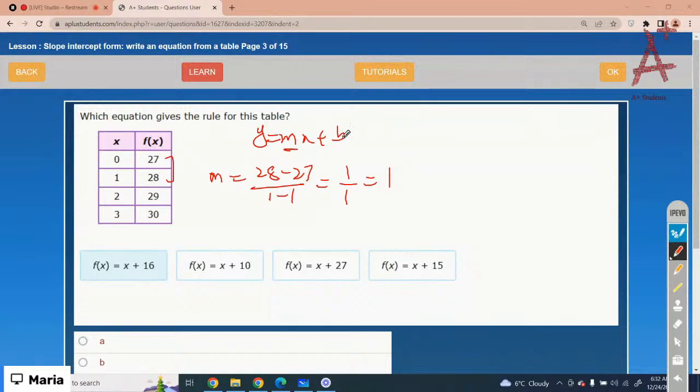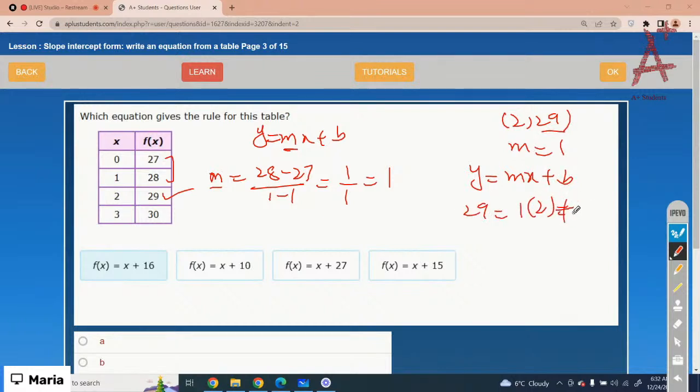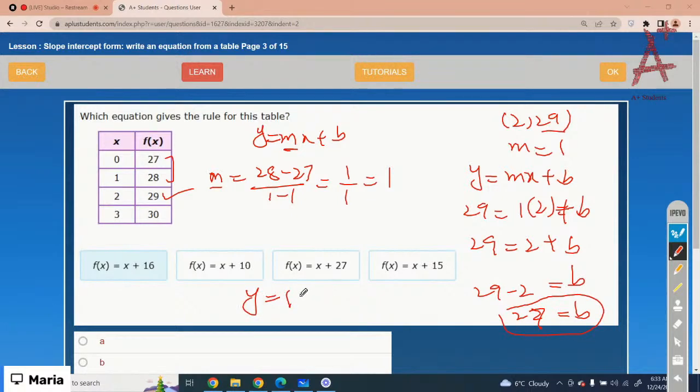Got it? You can find b by using the slope and any point. I'm going to use this point. The point I'm using is (2, 29) and m equals 1. So just put the values in y equals mx plus b. y is 29, m is 1, x is 2, plus b. So 29 equals 2 plus b. So b equals 29 minus 2, which is 27. So the equation is y equals x plus 27.